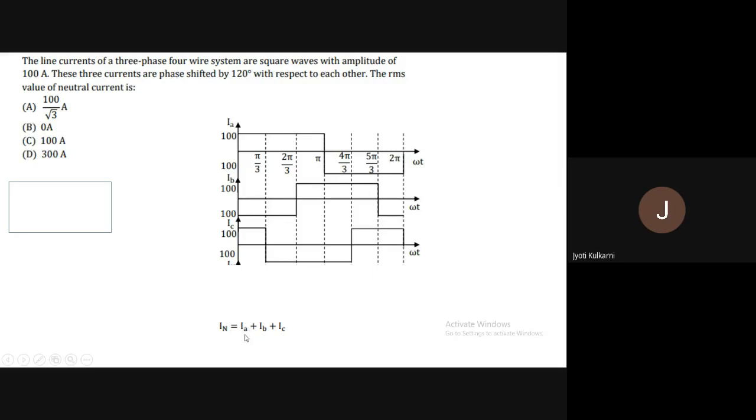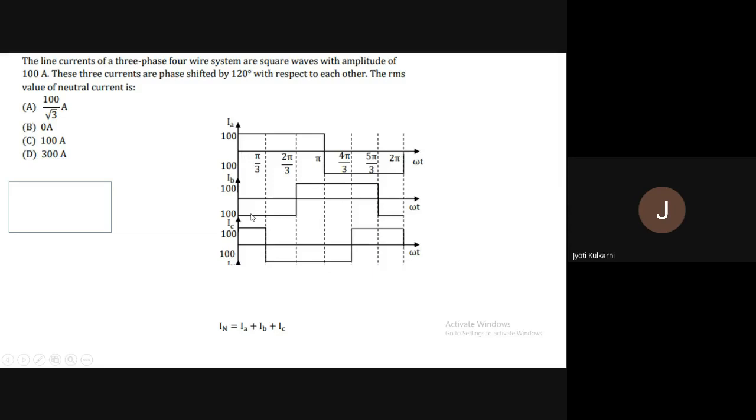It means to find the neutral current, what am I supposed to do? I am supposed to add all three currents A, B and C. Okay, so now let's see the duration 0 to pi by 3, the first period. In 0 to pi by 3, what is IA? 100. What is IB? Minus 100. And what is IC? Plus 100. So in the first duration, when I add these three currents, IA plus IB plus IC, what will be my figures?